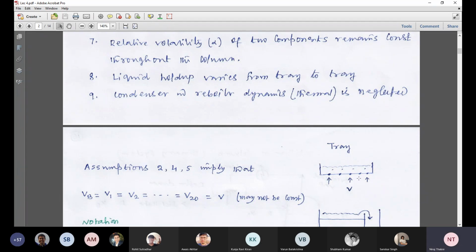And the fifth assumption, if there is any phase change from vapor to liquid, exactly the same number of moles participates in phase change from liquid to vapor. So based on these assumptions, we can write this: VB equal to, all these vapor flow rates are identical.